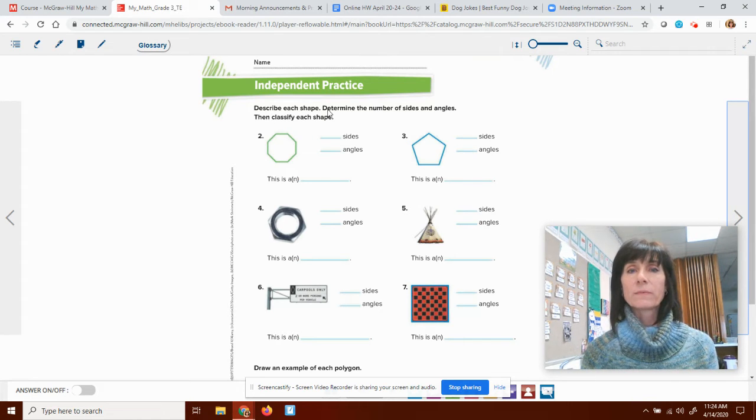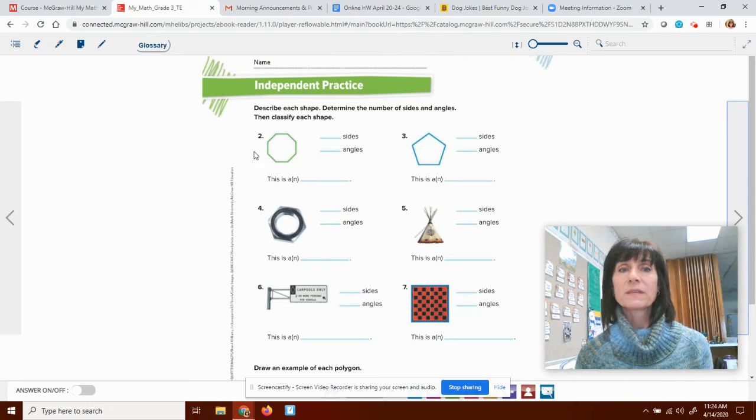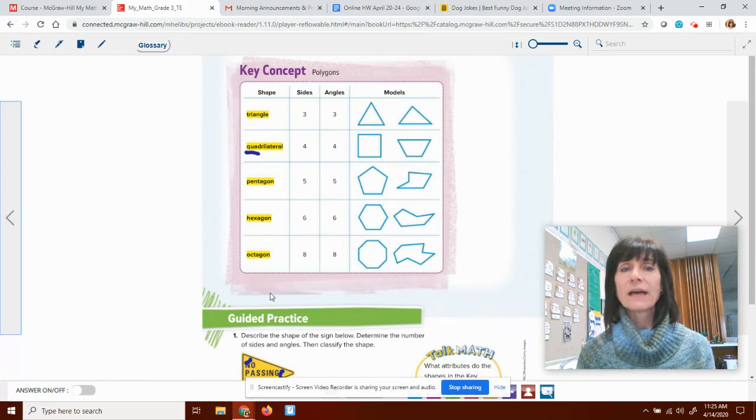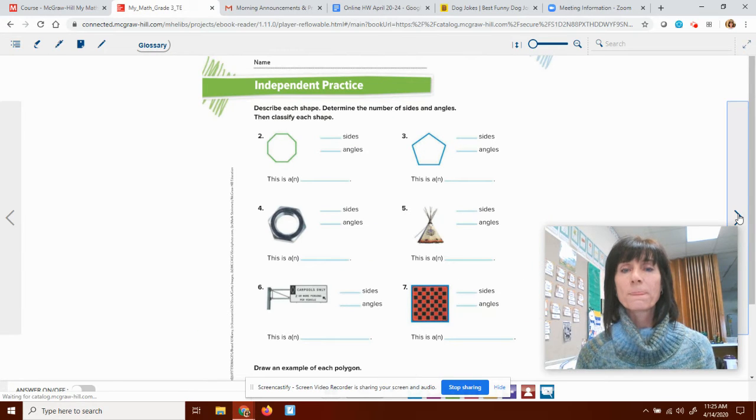Describe each shape. Determine the number of sides and angles, and then classify each shape. Simply count the sides. That would be the number of angles you have. If you're not sure what shape this is, go back to the previous page and use your key concept. You should get every one of these right because the answers are right on the previous page. So go ahead, take a look.